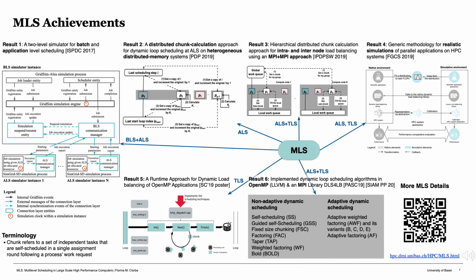We also have, more importantly, bridged pairs of levels. Application level scheduling and thread level scheduling have been bridged, and we have results number 3 and 6, whereas batch level scheduling and application level scheduling have been bridged in one of the first results of this project, result number 1. We are currently working on the first BLS, ALS, TLS prototype. Stay tuned for ISC June 2021.